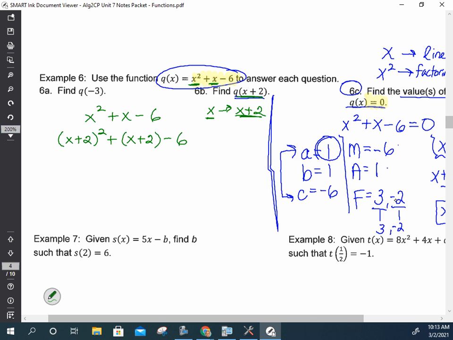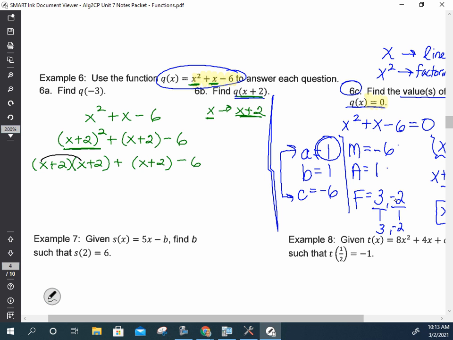So now we're going to solve. All right, so Jonathan, this is where the FOIL comes in. If you see a parentheses raised to the second power, go ahead and write it twice. Then bring everything else down, that way you don't forget about it. So now we're going to do FOIL.